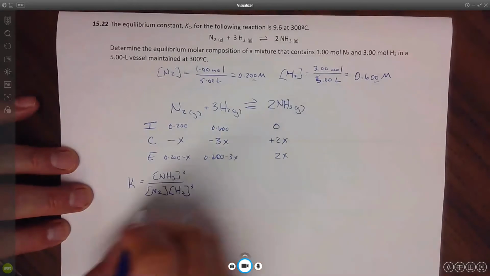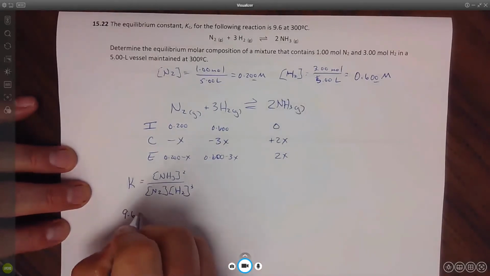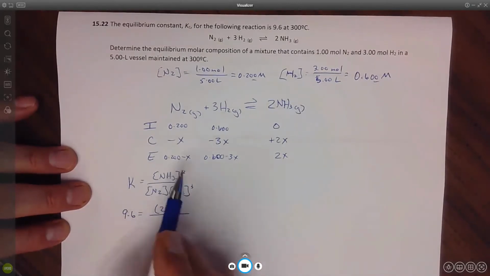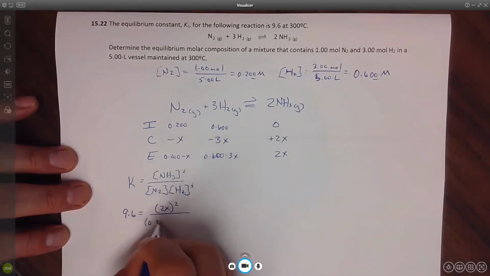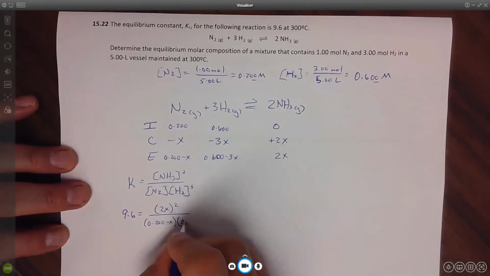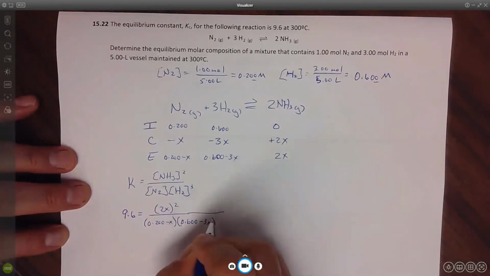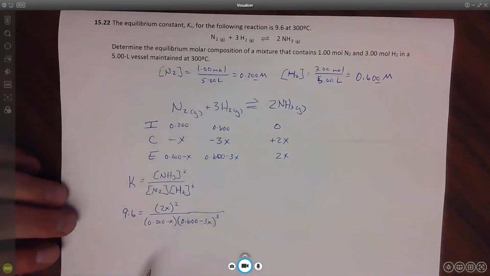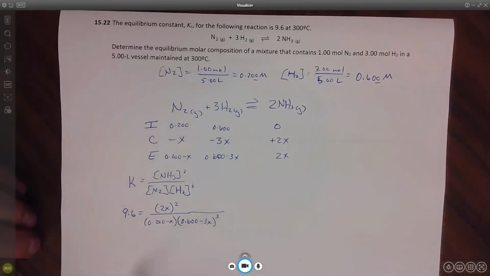So you're right. It's going to be 9.6 is equal to our equilibrium constant, which is going to be 2x squared, and then our concentration of the N2, which is 0.200 minus X, and then the concentration here of 0.60 minus 3x, and that is cubed. Okay, so you're saying we're going to have to solve this using the quadratic formula? Well, there's multiple ways, but that's what I would do.